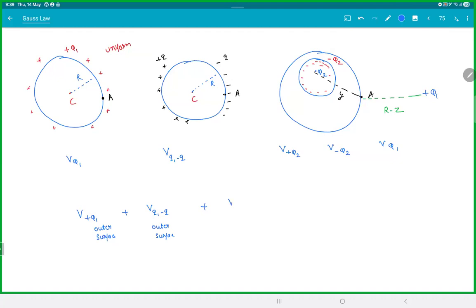This would be V due to plus Q2. That is a point charge. V due to minus Q, that is on the inner surface of the cavity. Plus V due to plus Q1 charge. This must be the potential at A net.